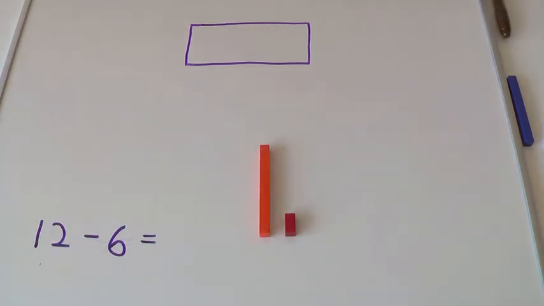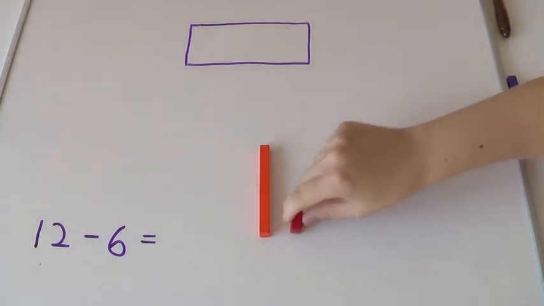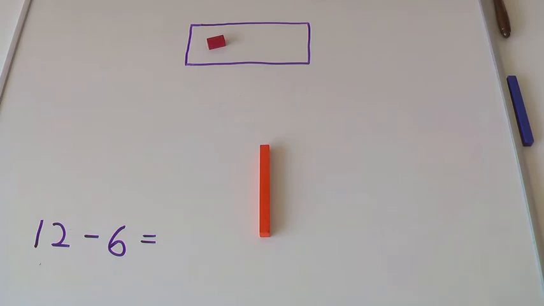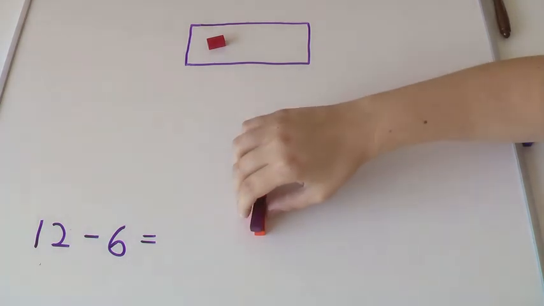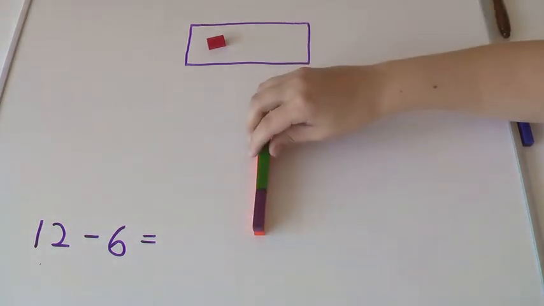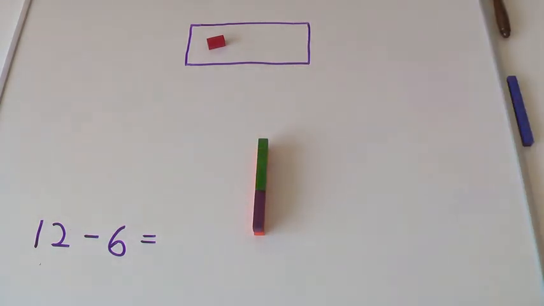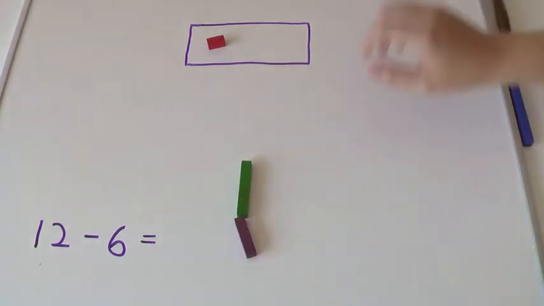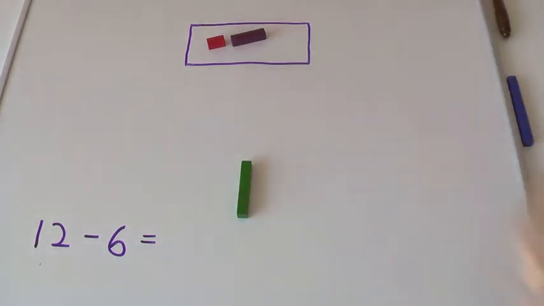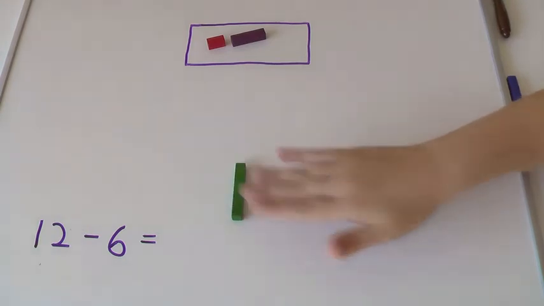12 minus 6. So I want to take away 6 and put it in my box. So I'm going to take away 2. And I still need to take away 4 more. So 10 minus 4. So I'll trade my 10 for a 4 and a 6. That way I can do 10 minus 4. And my answer is 6.